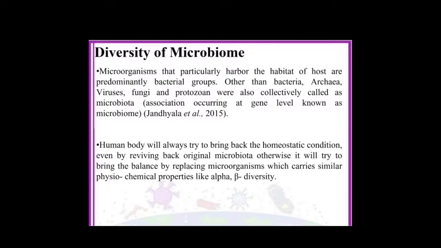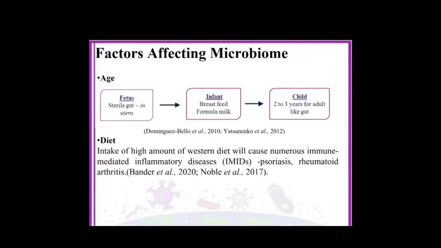When this association occurs at gene level, it is known as the microbiome. The human body will always try to bring back the homeostatic condition, even by reviving the original microbiota. Otherwise, it will try to bring the balance by replacing microorganisms which carry similar physiochemical properties, like alpha and beta diversity. Major factors that are affecting the microbiome are listed below.